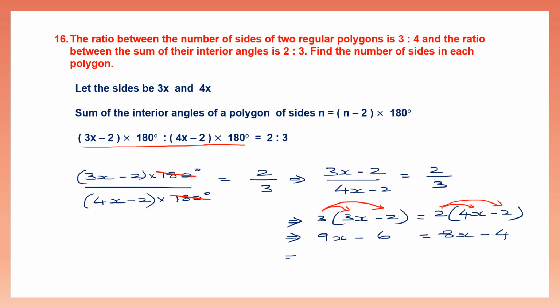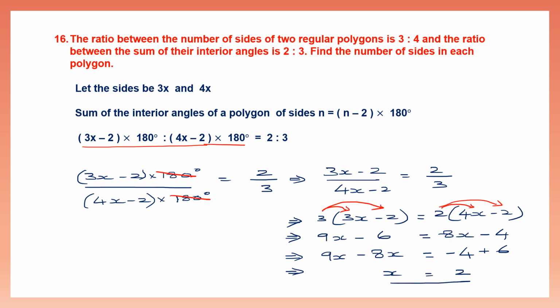Let's bring all the x to one side. So 9x, and I'm bringing the 8x this side, so it becomes minus 8x. Similarly, we'll take all the numbers to the other side. So we already have minus 4. I'll move minus 6 to the other side, it becomes plus 6. So here 9x minus 8x is x. Minus 4 plus 6 is 2.